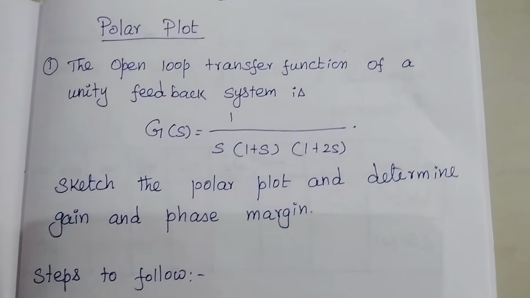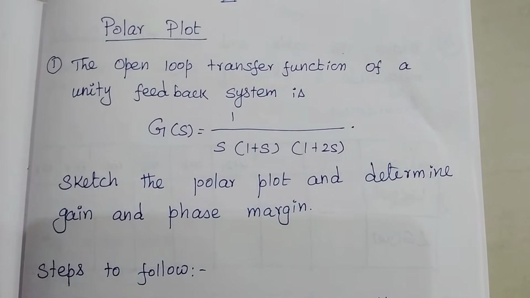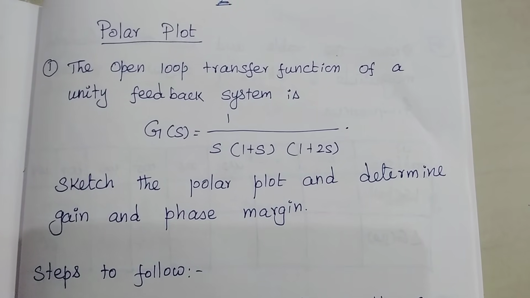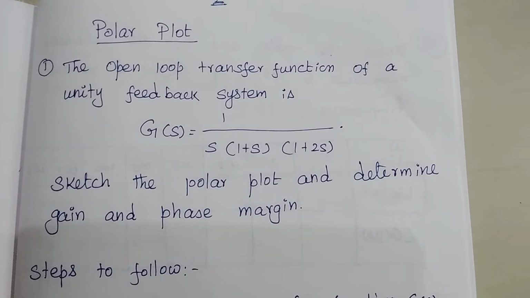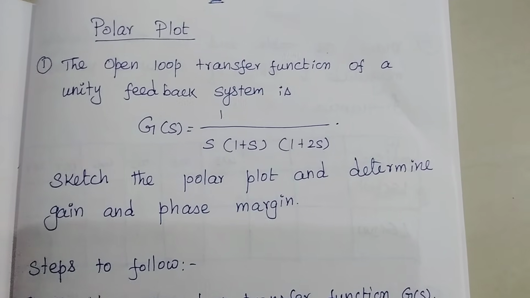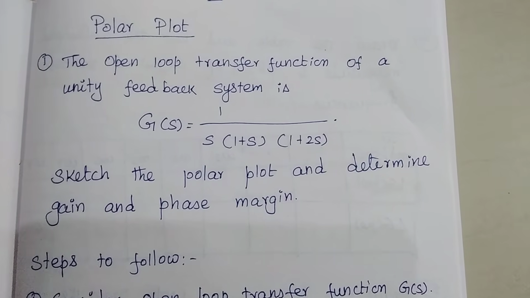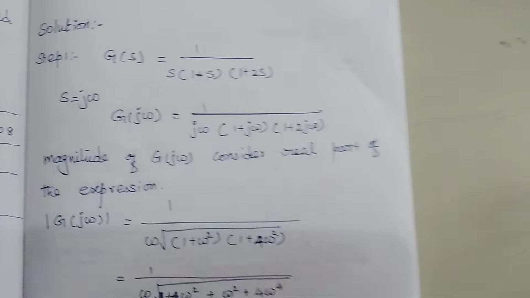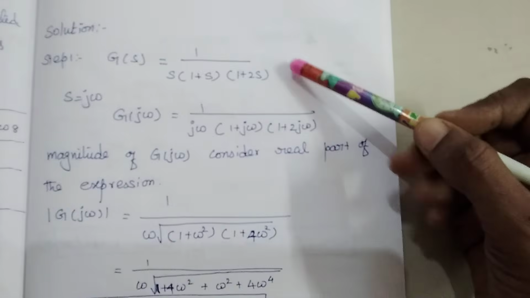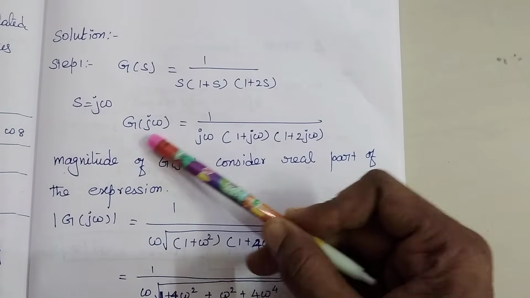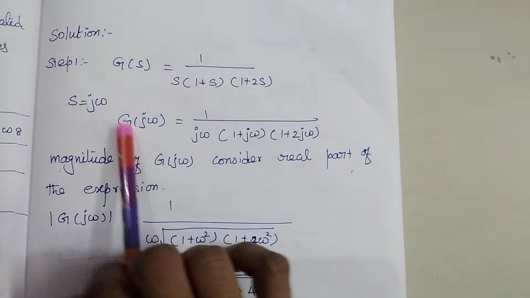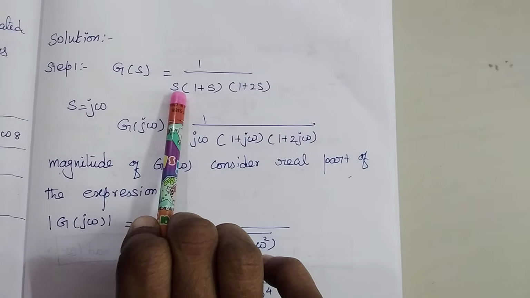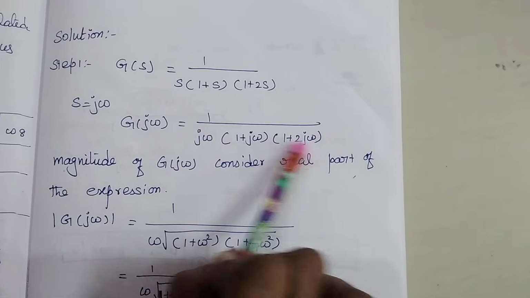This is the first problem: the open loop transfer function of a unity feedback system is G(s) equal to 1 by s into (1 plus s) into (1 plus 2s). Sketch the polar plot and determine the gain and phase margin. According to step number 1, take the given equation and substitute s with j omega: G(j omega) equal to, instead of s, we substitute j omega.